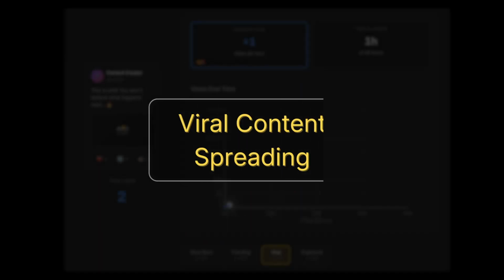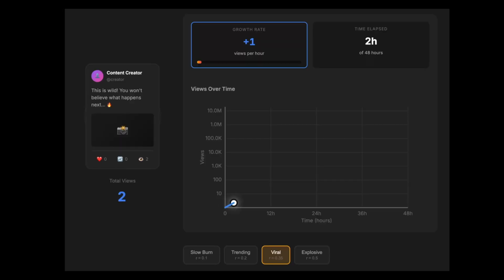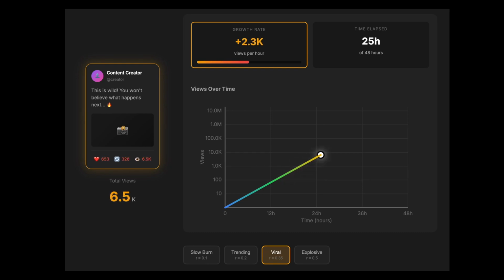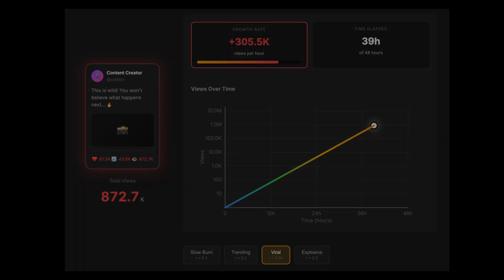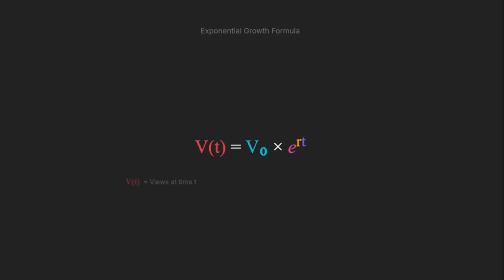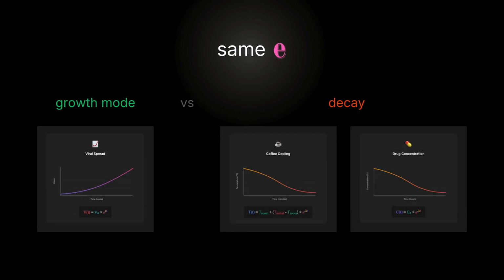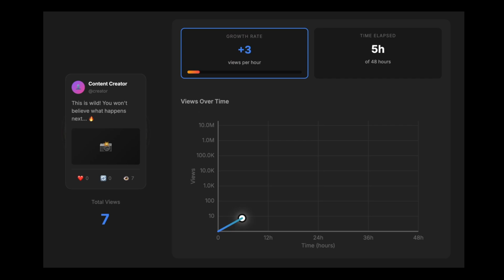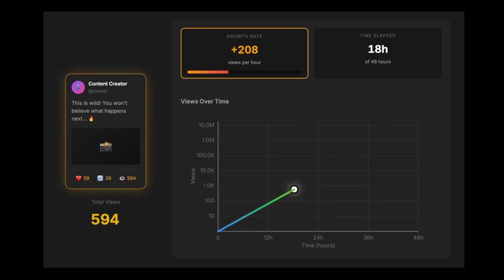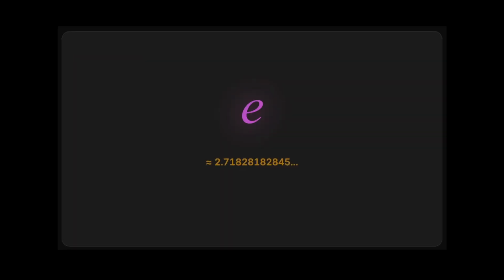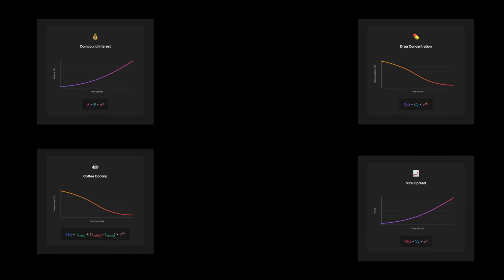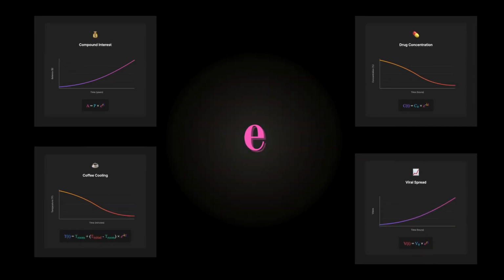And here's one you have probably experienced, watching something go viral. In the early stages, viral content spreads exponentially. Each person shares to multiple people, who share to multiple people. The growth follows e to the rt. Same E, just in growth mode instead of decay. That's why things blow up so fast at first. The math is literally exponential, and at the heart of it is E. Three completely different situations, same number hiding in all of them.